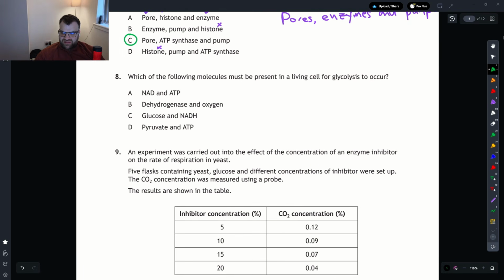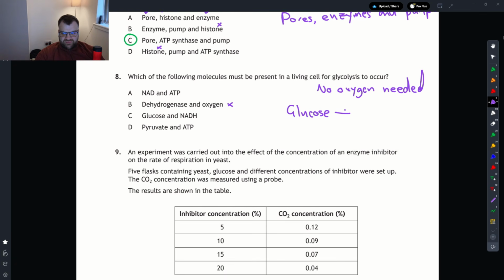Next up, we're talking about glycolysis. Glycolysis is the section that does not need oxygen. It can happen even in fermentation conditions. How does that help me? Well, I can get rid of B as an answer. Okay, so if I look at C and D, well, glucose is broken down into pyruvate. So you don't need pyruvate, you make pyruvate. I'll chop out that one.